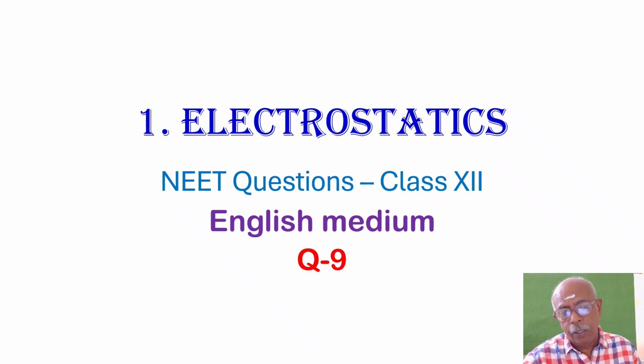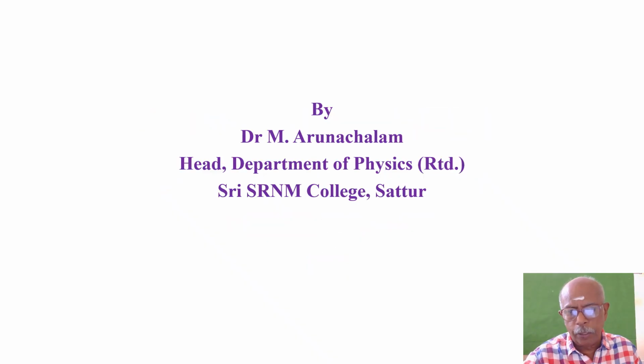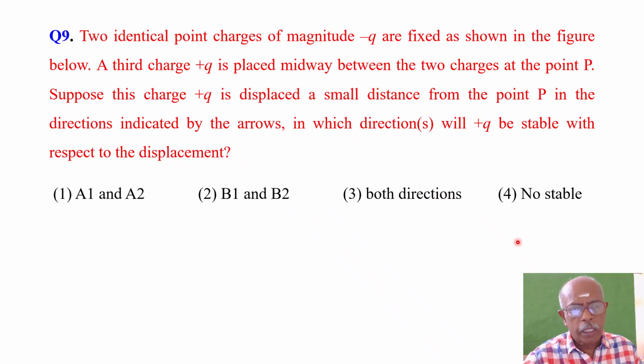In today's video, we are going to solve a multiple choice question in the chapter Electrostatics, which is in your class 12 syllabus. The question is, two identical point charges of magnitude minus q, both the charges are having minus q, are fixed as shown in the figure. The figure is in the next slide.